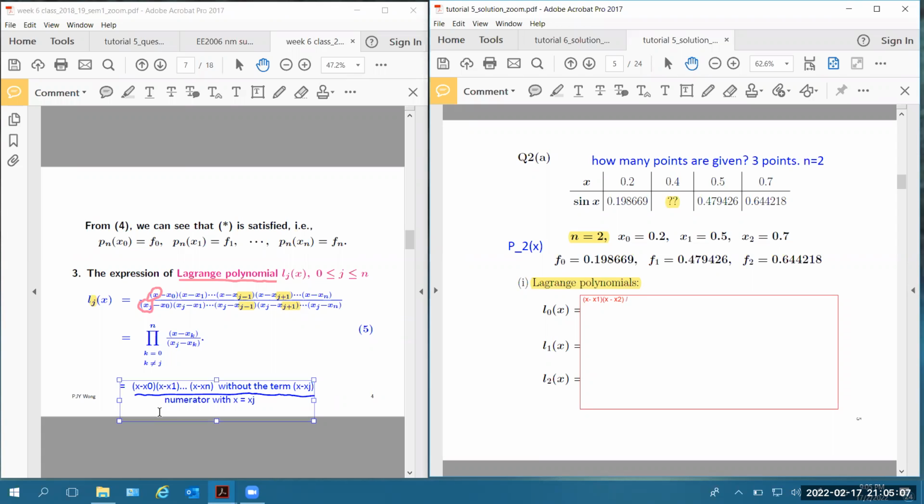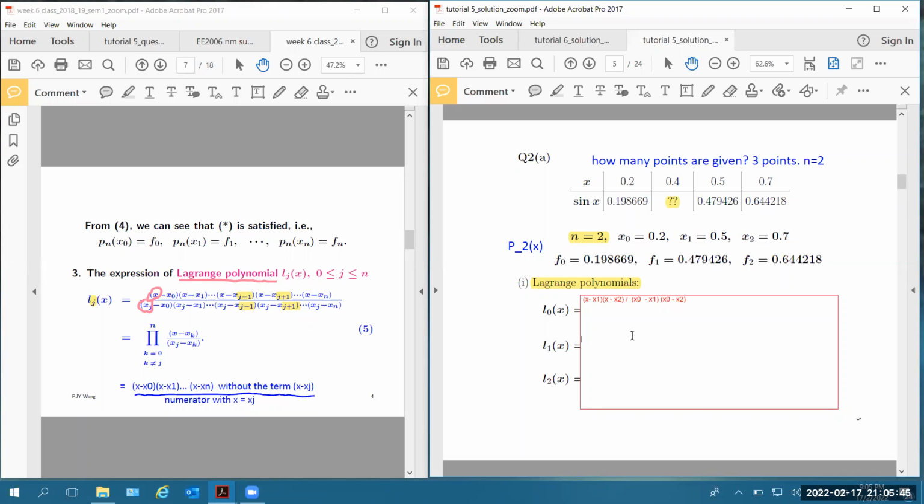All right, and then your denominator. Now if you look here, it's actually the numerator with x equal to xj. Now in our case, the j is 0. So that means x0 minus x1, then x0 minus x2. Are you okay here, class? All right now. Class, are you okay here? Everybody know how to write down?